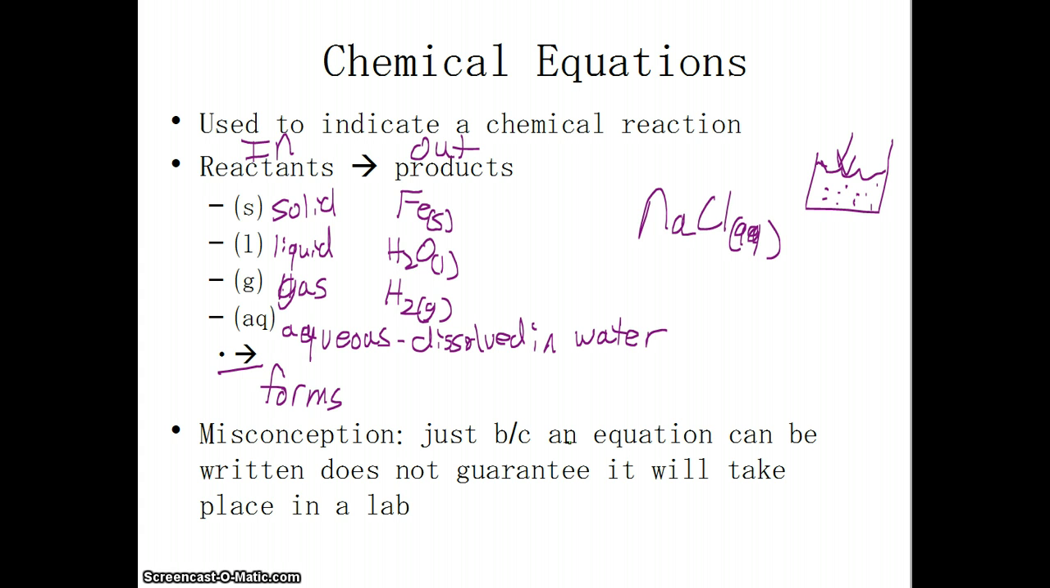Now, addressing a misconception: just because an equation can be written does not guarantee it will take place in a lab. That equation may need special circumstances, or it may never happen. It may be a reaction that will never happen no matter what.